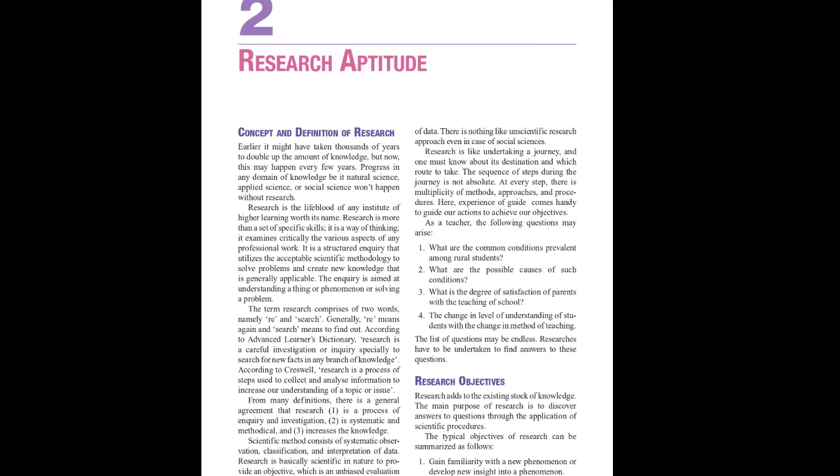Scientific method consists of systematic observation, classification, and interpretation of data. Research is basically scientific in nature to provide an objective, which is an unbiased evaluation of data. There is nothing like an unscientific research approach, even in the case of social sciences.